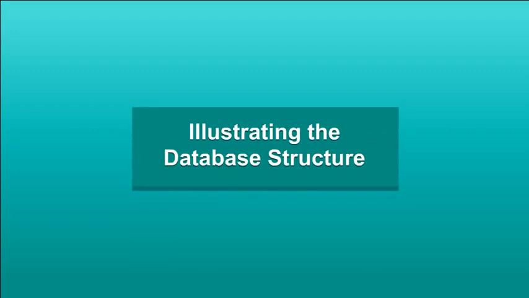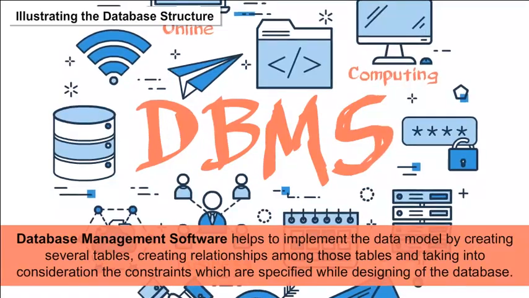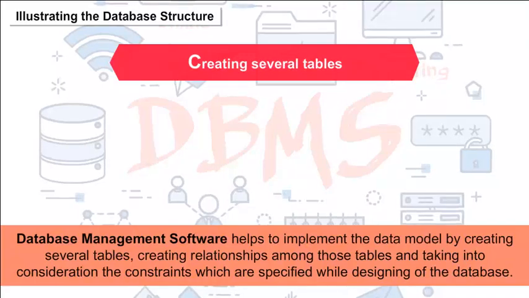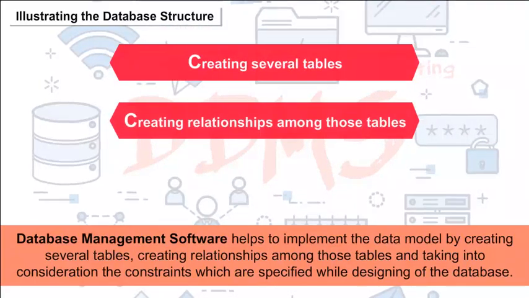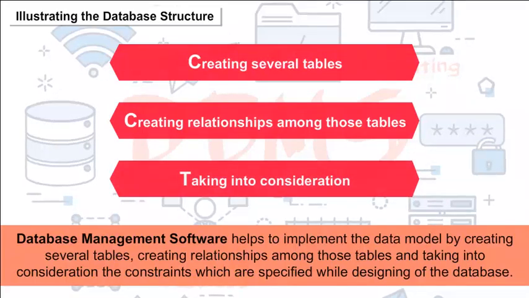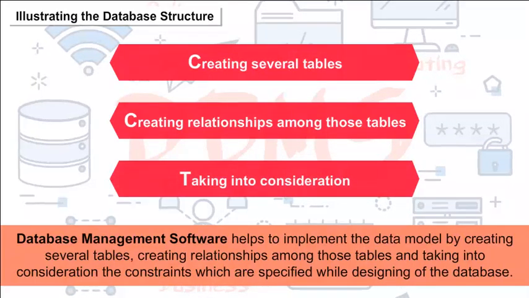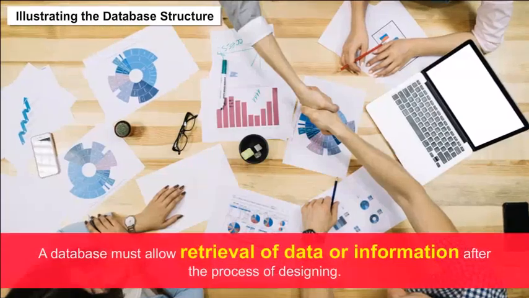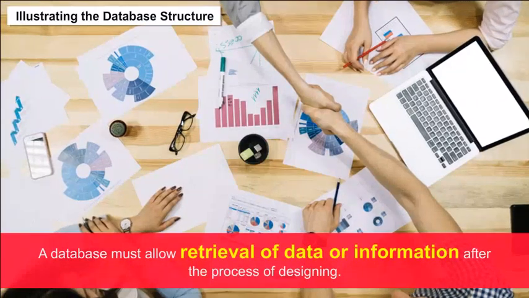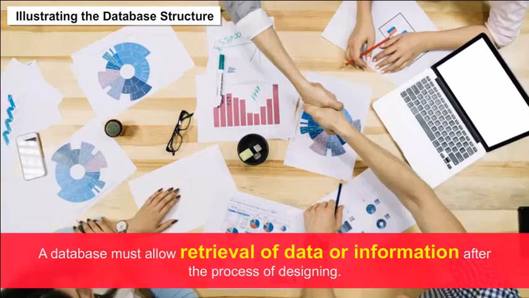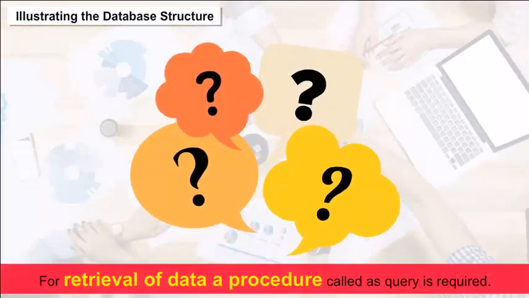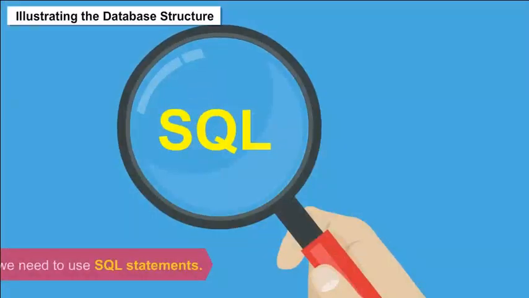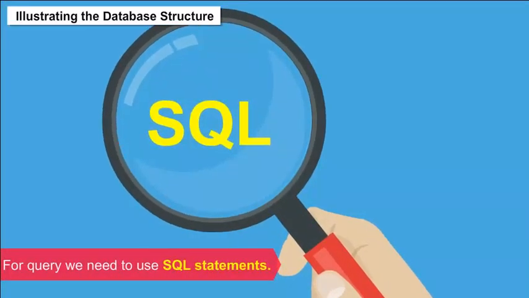Illustrating database structure. Database management software helps to implement the data model by creating several tables, creating relationships among those tables, and taking into consideration the constraints which are specified while designing the database. A database must allow retrieval of data or information after the process of designing. For retrieval of data, a procedure called a query is required. For query, we need to use SQL statements.